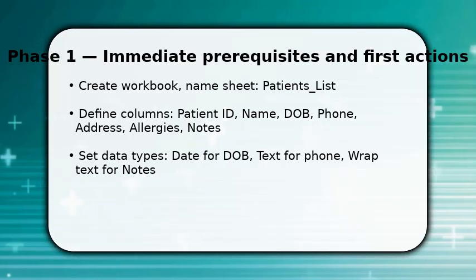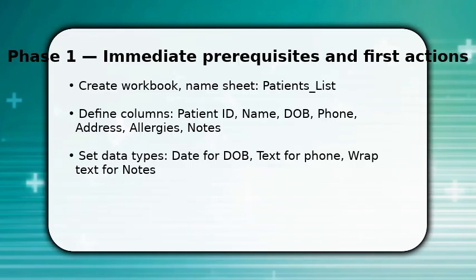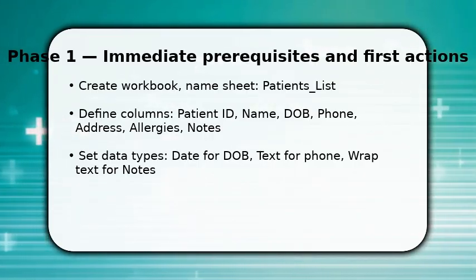You start by opening a new Excel workbook and naming the sheet patients list so records stay organized. Next, add columns. Patient ID, name, DOB, phone, address, allergies, notes. This gives structure. Once done, set cell formats, date for DOB, text for phone, to avoid errors, and enable wrap text for notes so entries remain readable.